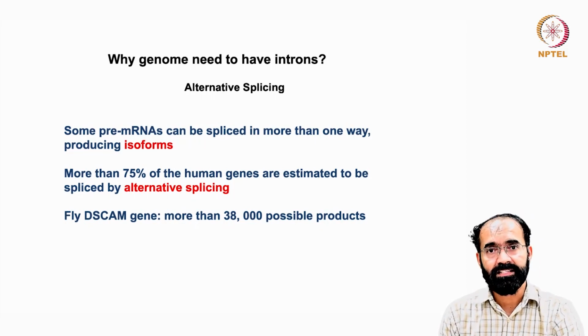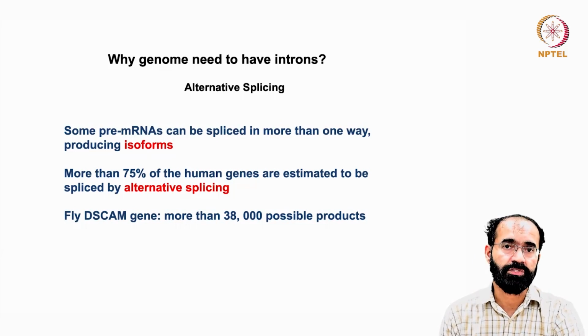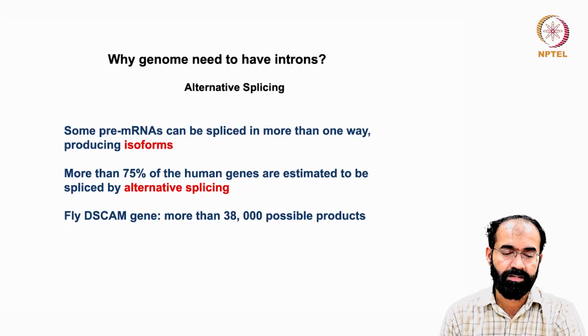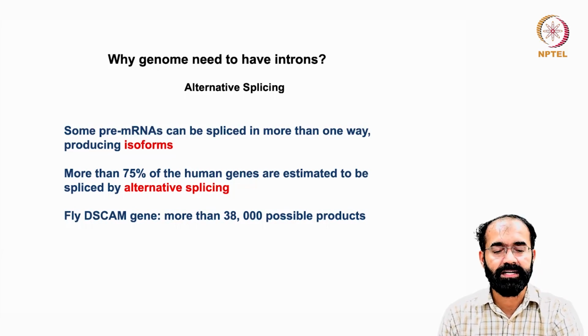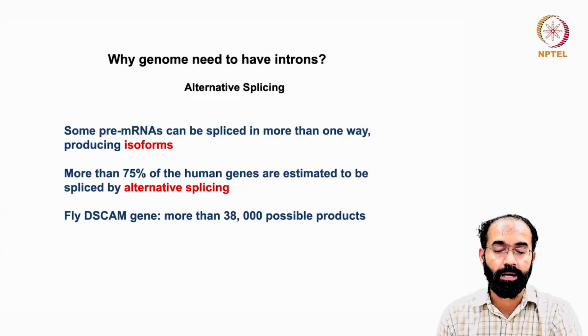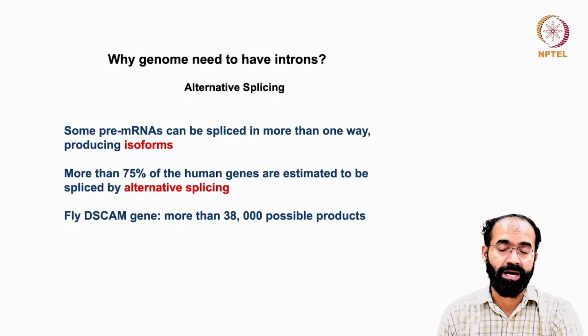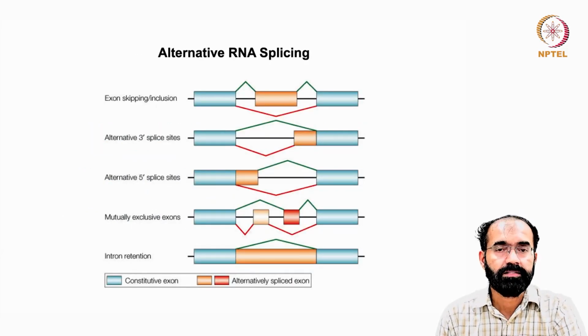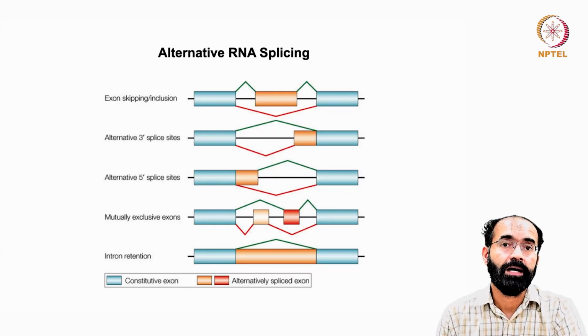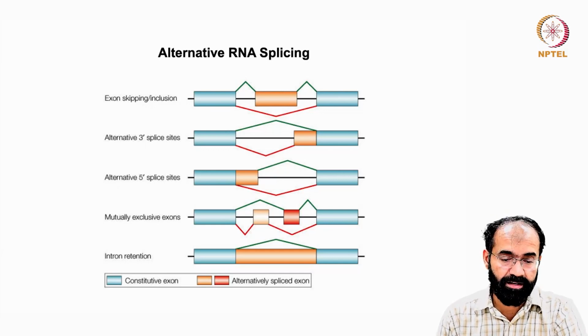So this extra balance of 75,000 genes could have come from alternative splicing only. That is why more than 75% of the human genes are believed to be alternatively spliced. For example, we have seen the Drosophila dscam gene, where more than 38,000 possible transcripts come out of a single mRNA. This slide shows how alternative splicing has implications in bringing in diversity.